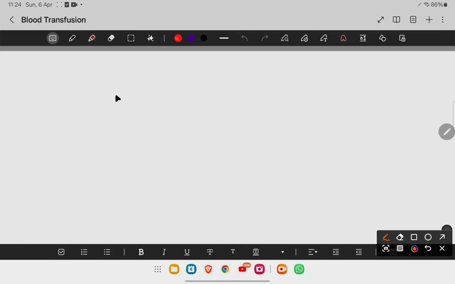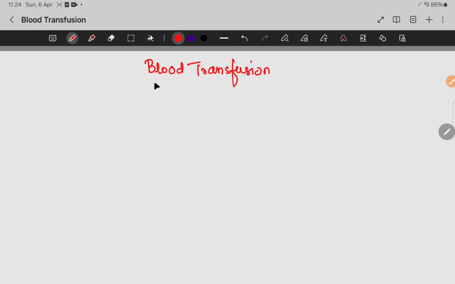So today we will be dealing with the topic blood transfusion and we will do all MCQs related to it. Okay, so we'll start with, what is blood transfusion? First of all, we'll see the definition. Okay, so what is blood transfusion?